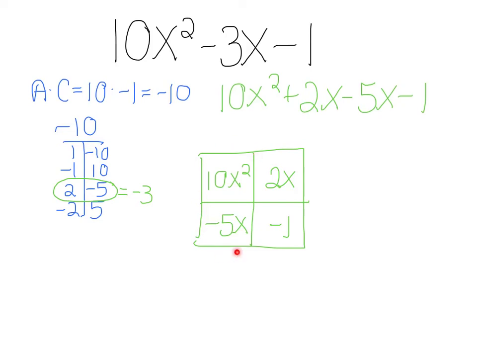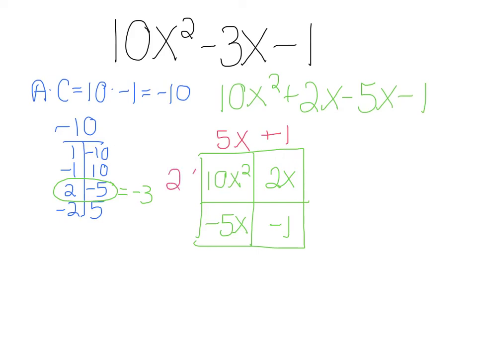Looking at the columns first, what's common between 10x squared and negative 5x? Hopefully you got 5x. Looking at the second column, what's common between 2x and negative 1? Nothing. But it's not nothing, it's positive 1. We'll never have just nothing. Worst case scenario, if there's nothing in common, you'll always have 1. Now let's look at the rows. We have 10x squared and 2x.